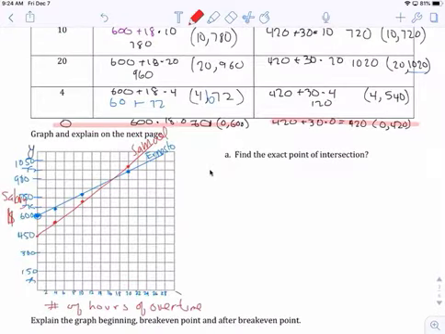Okay, let's find the exact point. Remember, make the table.